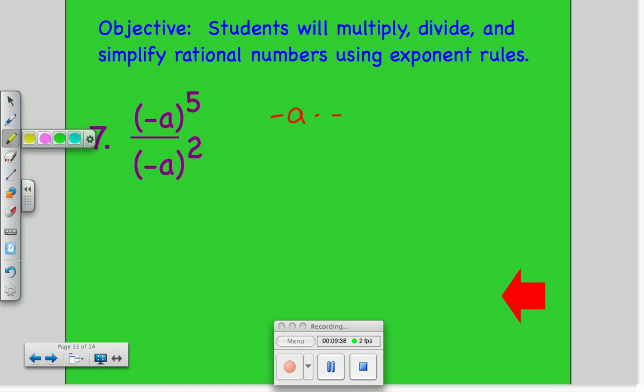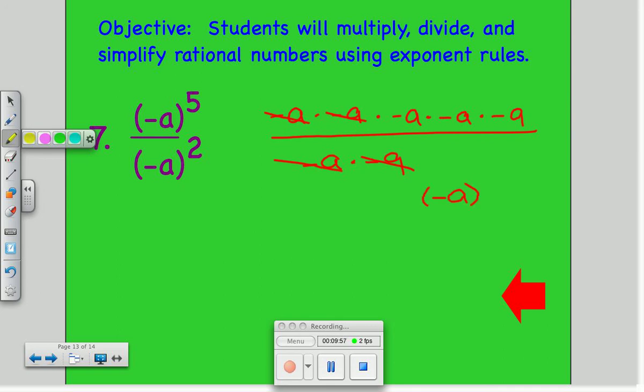Negative a 5 times, over negative a 2 times. And a negative and a negative, positive, those cancel out, these cancel out. Now I have 3 negative a's, so I have negative a to the power of 3. Or you can do negative a to the power of 5 minus 2 equals negative a to the power of 3.